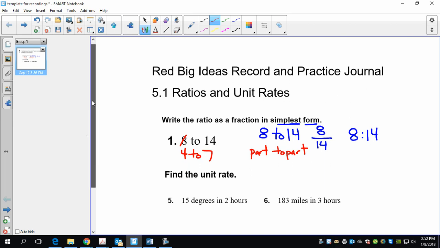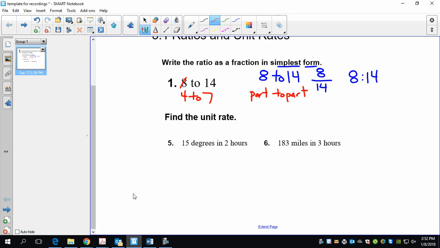Unit rates. This is number 5 and 6 on 5.1 in your Record and Practice Journal. When we find the unit rates, we essentially are figuring out if we have 15 degrees in 2 hours, what would we end up with in 1 hour? So if the temperature changes 15 degrees in 2 hours, what did the temperature change in 1 hour? We are just simply going to divide 15 divided by 2, and we are going to get 7.5 degrees.